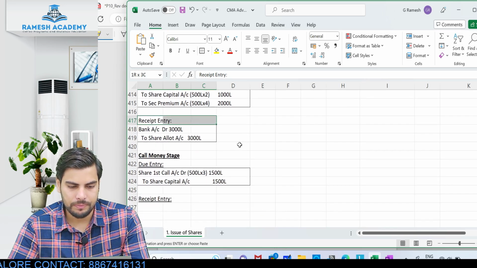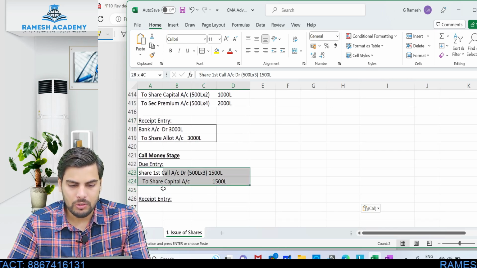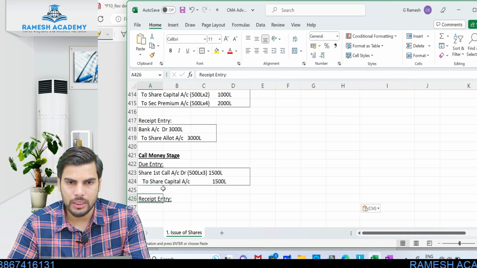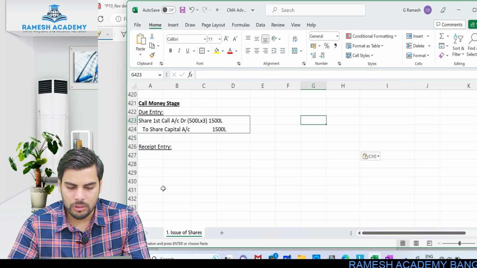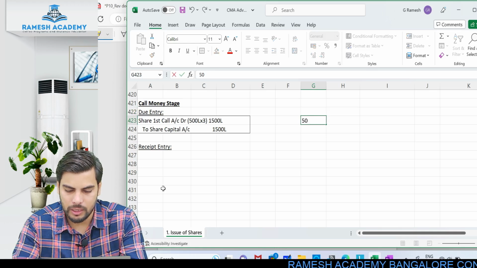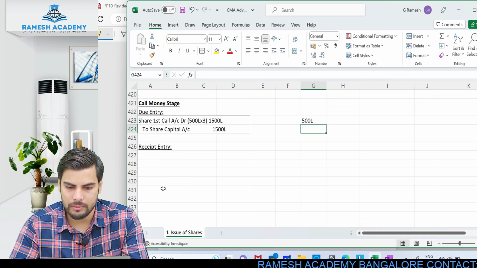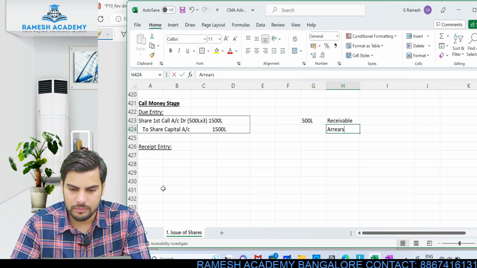So look at this. Call money: share first call account debit to share capital, nothing would change. But when it comes to receipt, look at this carefully. I was supposed to collect the amount to the extent of 500 lakh. So this was receivable. How much was in arrears?